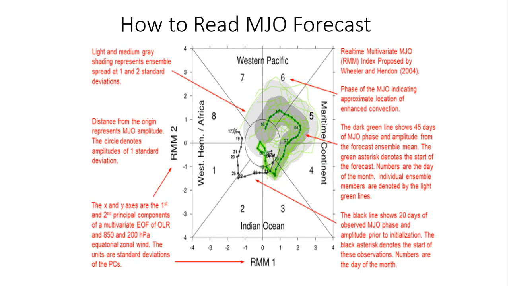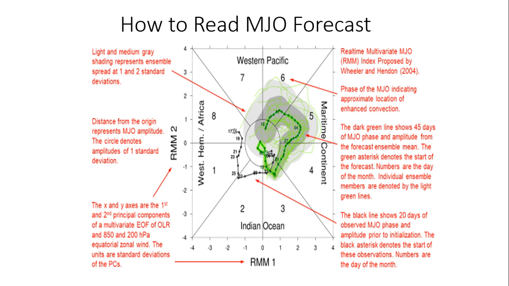First, I wanted to show how to read this Madden-Julian oscillation forecast chart. Notice on this chart how the MJO is divided up into 8 phases, phases 1 through 8. And you'll notice some of the lines on this particular diagram. The black line shows the 20 days of observed MJO phase and the amplitude as well prior to initialization. The black asterisk on this particular MJO forecast plot denotes the start of the observations, and the numbers on the chart indicate the day of the month.